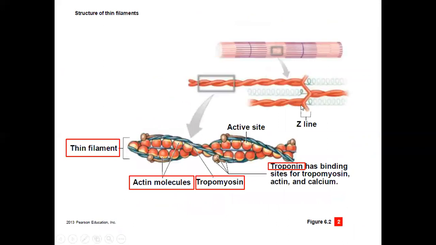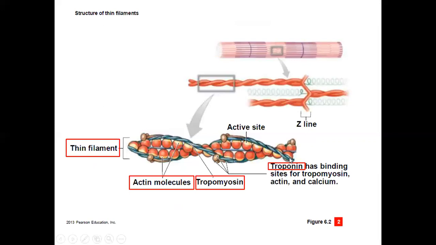So here's a Z line, and there's my thin filament connected to that Z line. If you blow that up, this is what a thin filament actually looks like. Actin is the major contractile protein on the thin filament. Actin and myosin are the big contractile proteins. Actin is this red and yellow protein here, and that yellow part is a binding site. We'll talk about what that binding site does later.